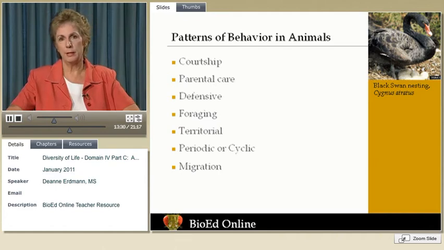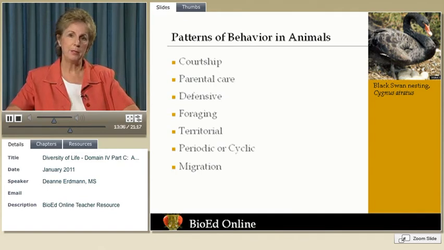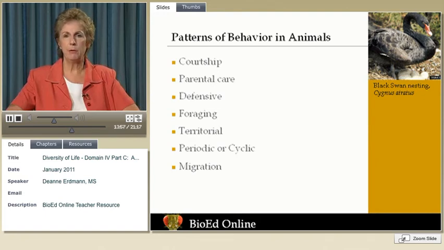Migration is such an interesting topic, and you're going to find your students always like to talk about that. Migration's pretty well worked out in birds. That's been pretty well studied. We still have a lot of questions about how turtles are able to migrate, and how monarch butterflies, for example, migrate as well. But in birds, with the migration, we see several different patterns.